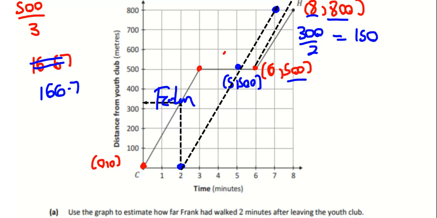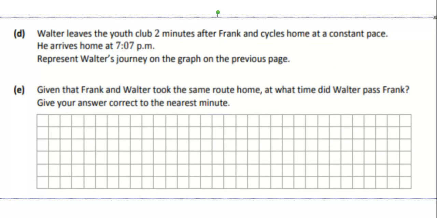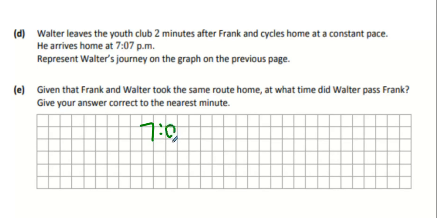And when does he intercept Frank? When does he get by Frank? Roughly 7:05. Some of you wrote down 7:05 without the proper diagram, which means there's no way you could have got it, which means I can't give you the marks. Finally, the last one.